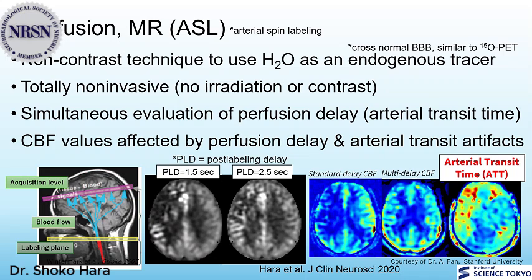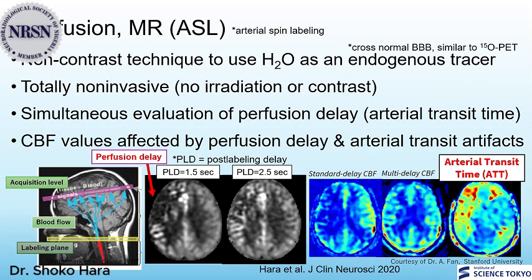While standard ASL can measure only CBF, a time-based parameter known as arterial transit time can be obtained by acquiring multiple ASL images at different time points after the labeling pulse. Completely non-invasive, capable of measuring both CBF and perfusion delay. It sounds ideal. However, it also has several pitfalls.